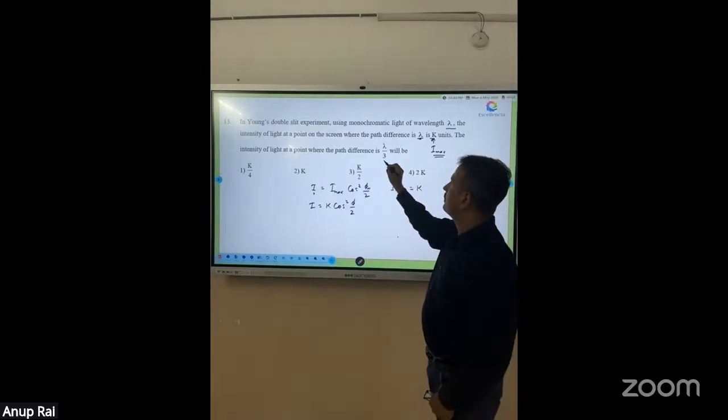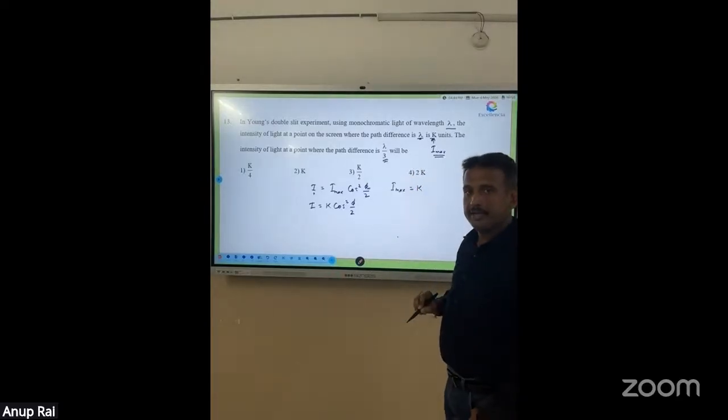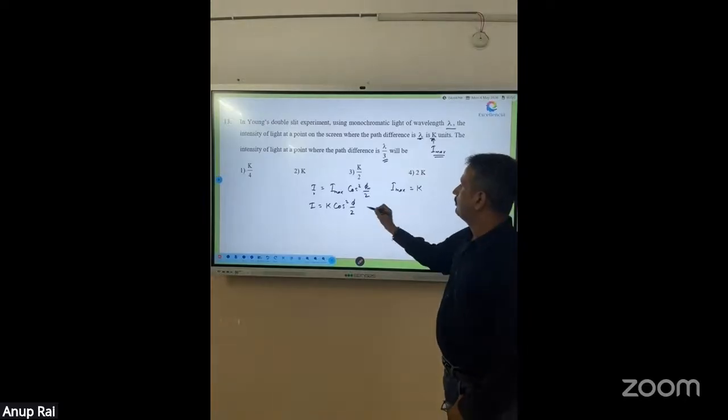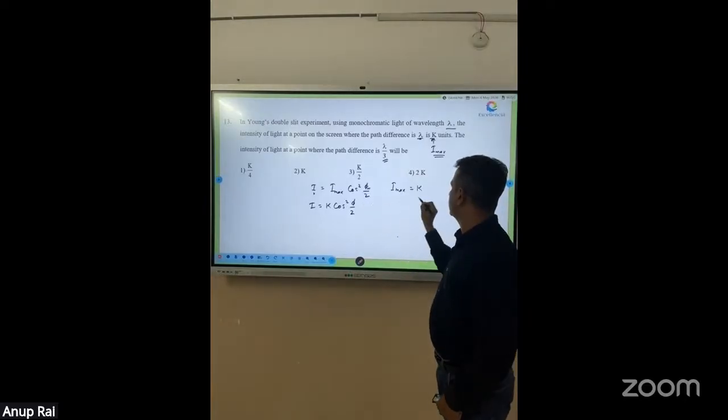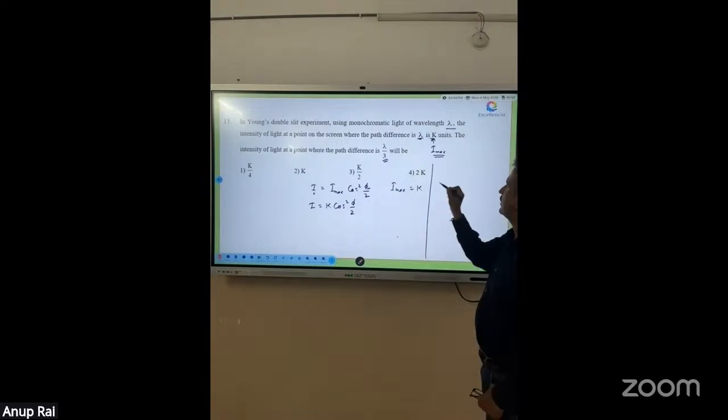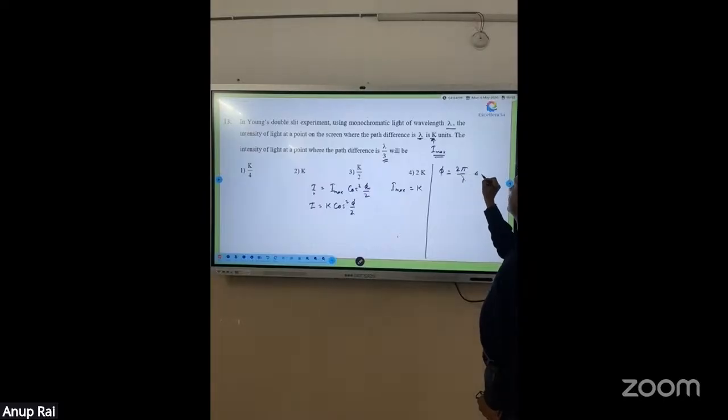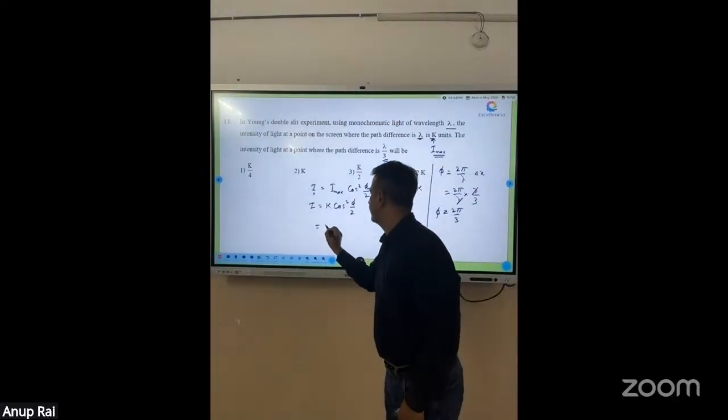Now, this is the path difference at that point where we need to calculate the intensity. We know there is a relation between phase difference and path difference. Phase difference is equal to 2 pi by lambda into path difference. Path difference is given as lambda by 3. So it's 2 pi by 3. This is the phase difference. We can put it here to get the intensity.